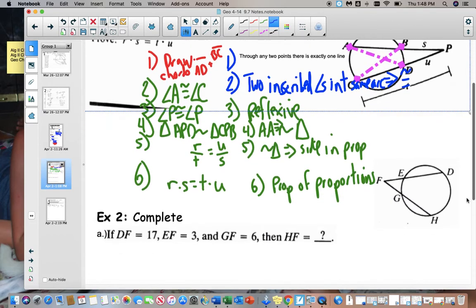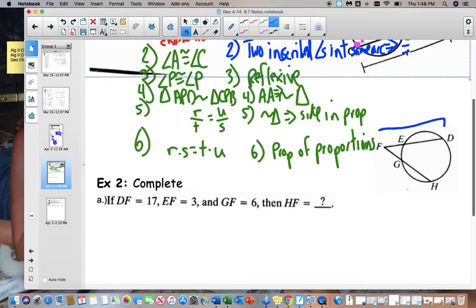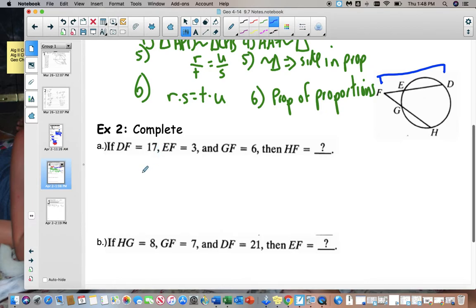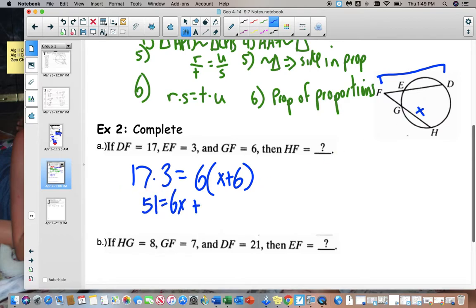So examples of this, the key is realizing that it's this whole length, the whole secant, to the part outside. That's what we're going to multiply. So it's the whole times this part, the whole times this part. That's pretty common that people have trouble with. So we would do DF, which is 17, times EF, which is 3, is going to equal this whole length, which is going to be 6 plus whatever this x is. So then 51 equals 6x plus 36. 6x equals 15 and x equals 2.5.